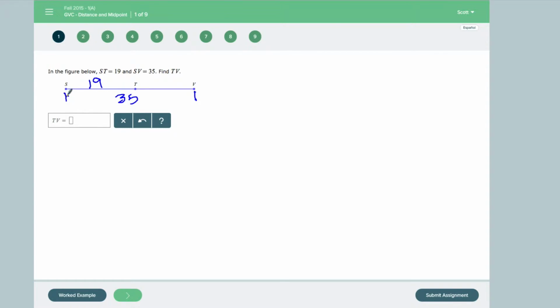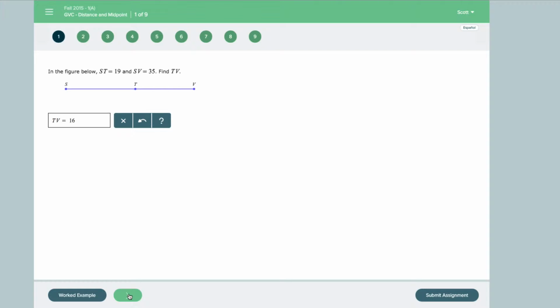Okay. Now with that information, we can say, all right, we don't need this piece anymore, so we're going to take it away. So 35 minus 19 gives us 16. Okay, and that would be what we put right there. And that's how long TV is, 16. So you just take the whole thing minus the part that you know.